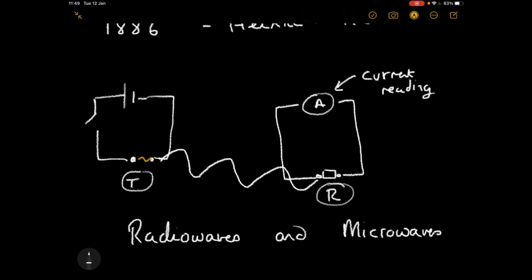We don't generate them by making sparks anymore. We have different ways of making these waves. Here's just a very crude way of making them in the 1800s. But what we do have is the ability to generate these wireless signals and send them all over the home. So your wireless broadband, various speaker systems that talk to each other, all these things that occur without wires originated from this single discovery.